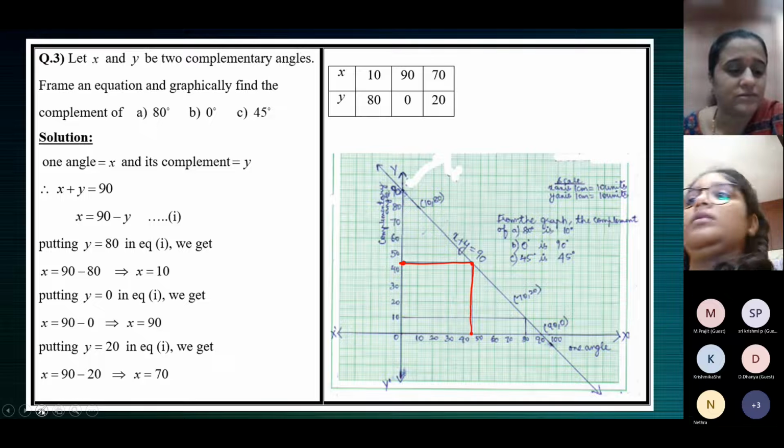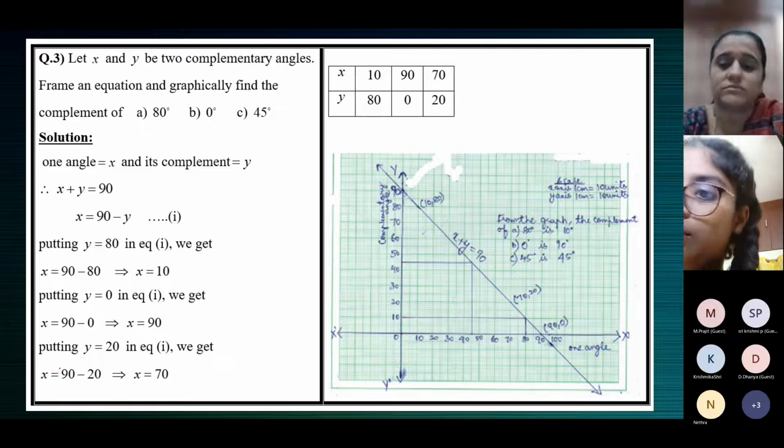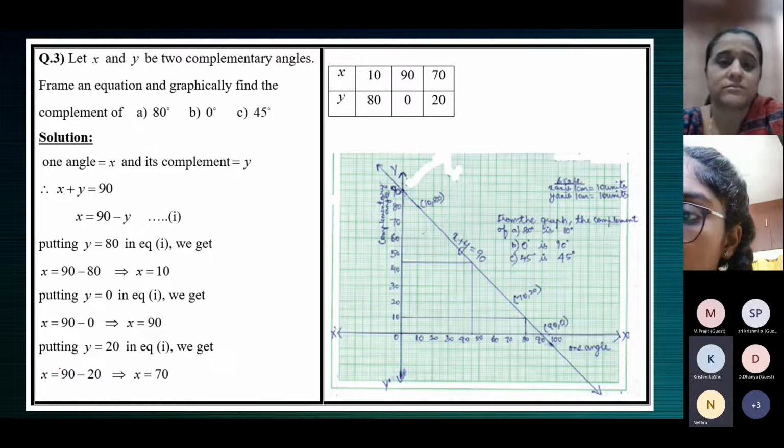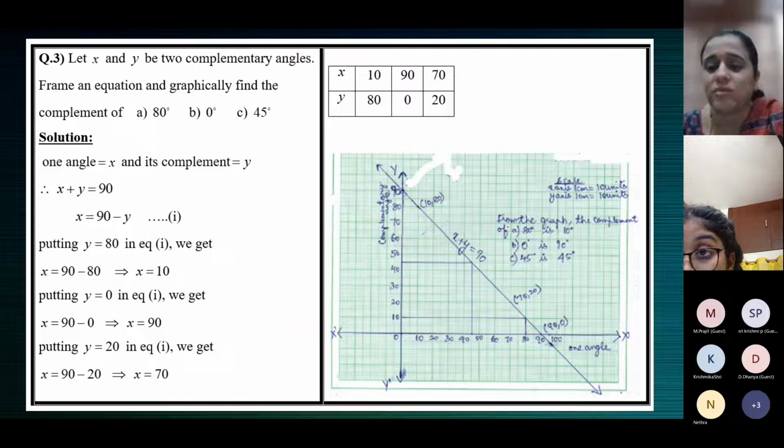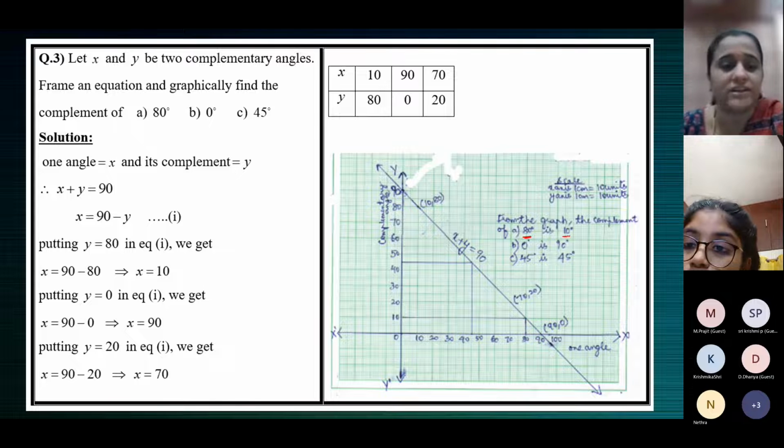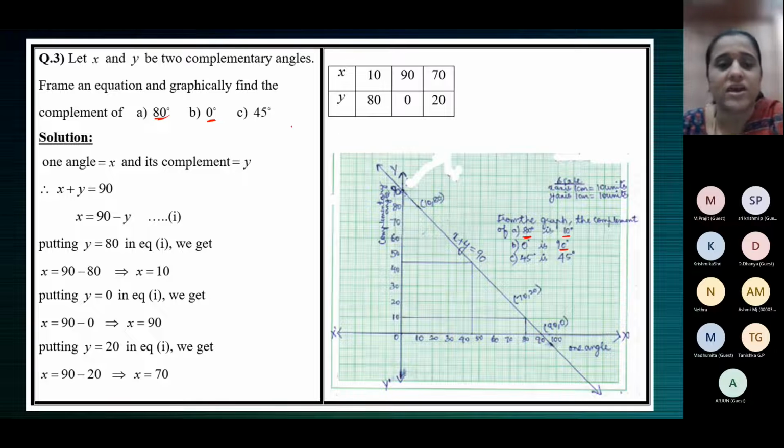Got it, children? Am I clear? Yes, ma'am. All right, children, good. So from the graph, the complement of 80 degrees is 10 degrees, 0 degrees is 90 degrees, and 45 degrees is 45 degrees from the graph.